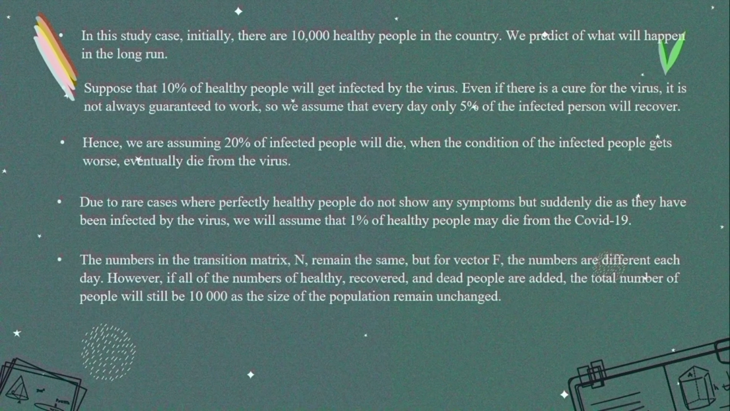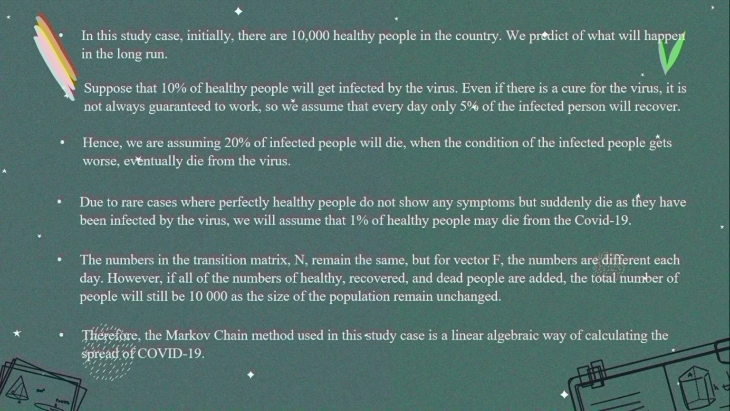The numbers in the transition matrix N remain the same, but for vector F, the numbers are different each day. However, if all of the numbers of healthy, recovered and dead people are added, the total number of people will still be 10,000 as the size of the population remains unchanged. Therefore, the Markov chain method used in this case study is a linear algebraic way of calculating the spread of COVID-19.